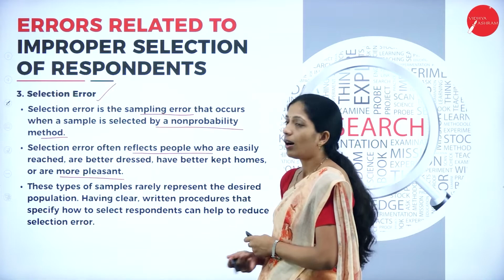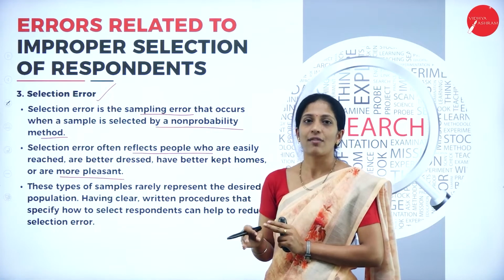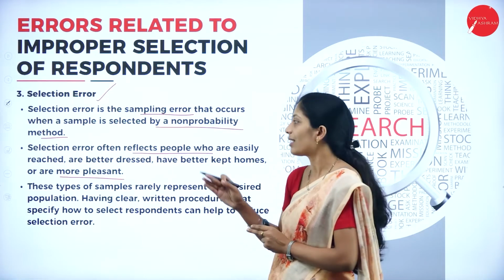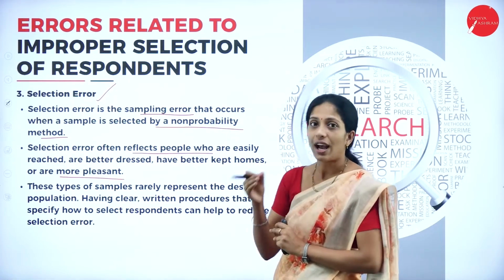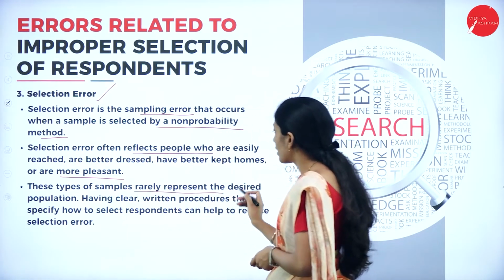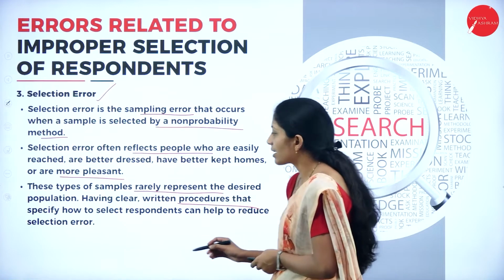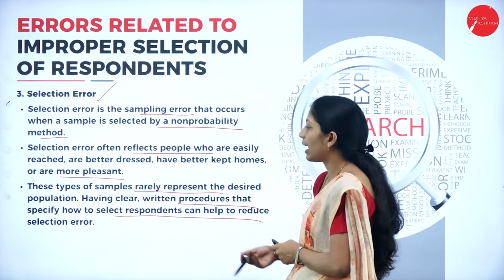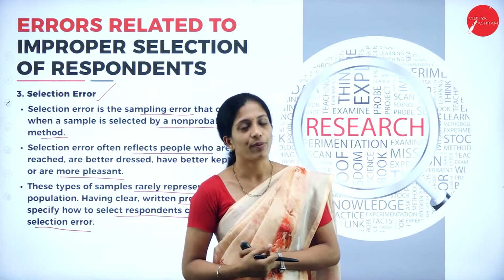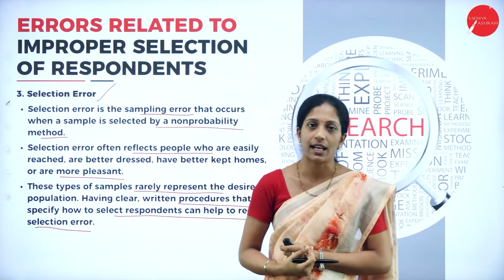In the same way, take better dressed. We can't say that all better dressed people are knowledgeable people. In the same way, the people who don't dress well will not know anything. So we can't assume such types of things. So we have to be very careful while selecting the sample. These types of samples rarely represent the desired population. Having clear written procedures that specify how to select the respondents can help to reduce the selection error. So while selecting a sample, we have to be very careful. We have to select the exact sample. We have to study about them. Then we have to select the sample.